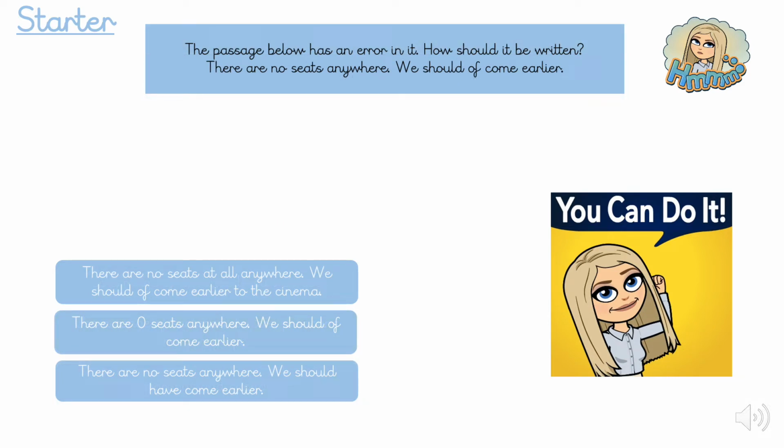Welcome to question 4. The passage below has an error in it. How should it be written? There are no seats anywhere. You should have come earlier. Is it A, there are no seats at all anywhere? You should have come earlier to cinema. B, there are 0 seats anywhere. You should have come earlier. Or C, there are no seats anywhere. You should have come earlier.